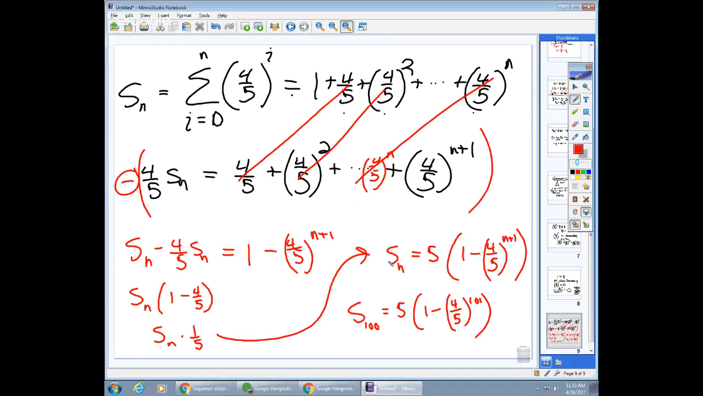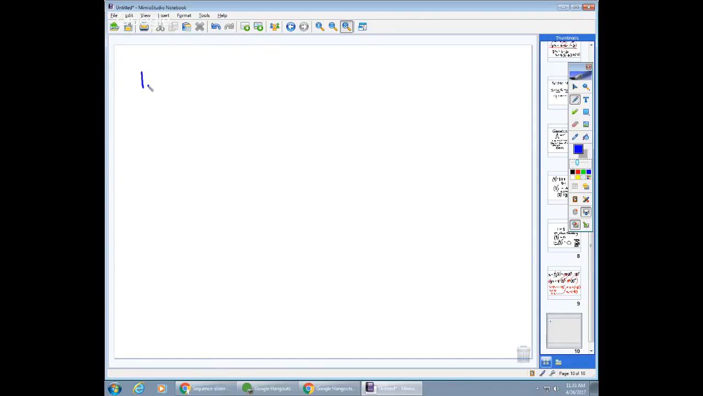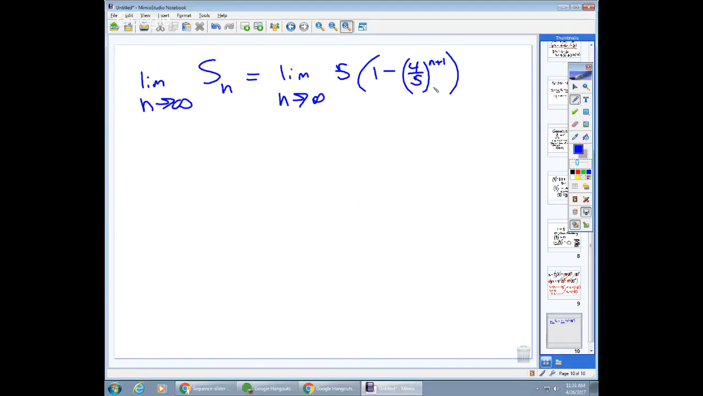But now we're at a stage where we can take the limit of the partial sums. So new page, I can say, hey, what's the limit as n gets big of these partial sums? Well, that would be the limit as n gets big of 5 times 1 minus 4/5 to the n plus 1. And we established earlier that as n gets big, this fraction to the power goes to 0. And so, hey, the limit is 5. So yeah, if you add enough terms here, it will add up to 5.